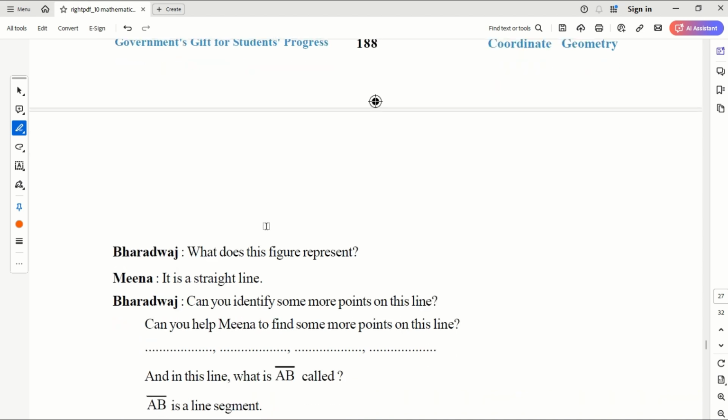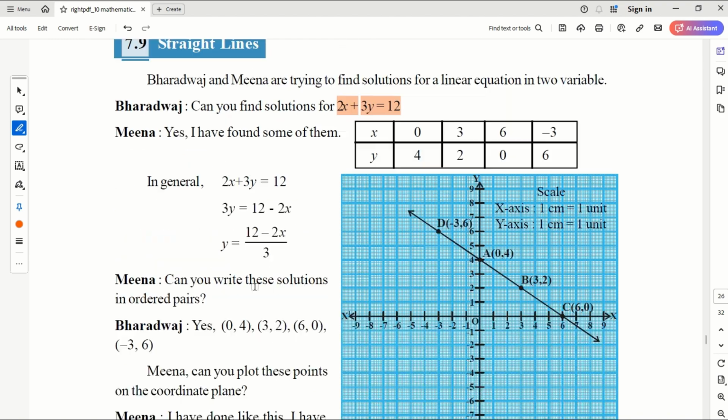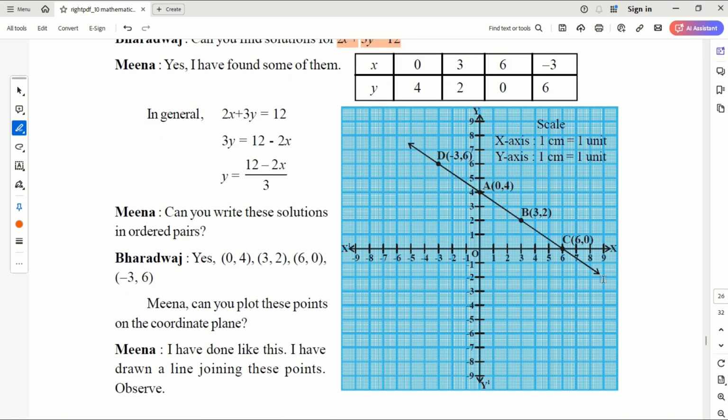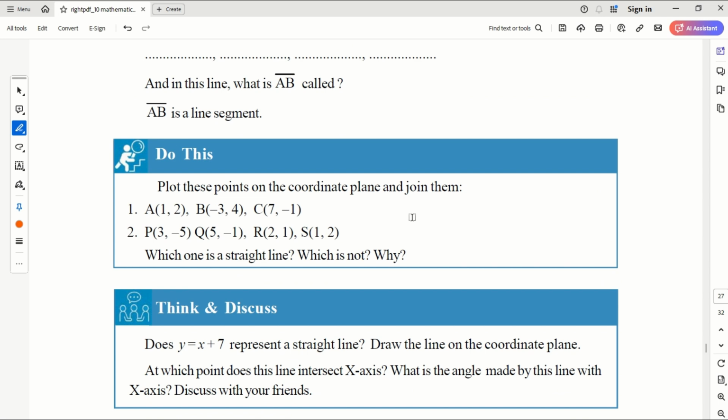Now the question is, what do you call this line? It's a line segment. Simple. And what are its properties? It is a straight line. It passes through all the points given here. It also makes an angle with the x-axis as well as the y-axis. Now plot these points on the coordinate plane and join them. Same thing: you just take the coordinate plane, put the points and draw the line. You can figure out easily which is a straight line and which is not.